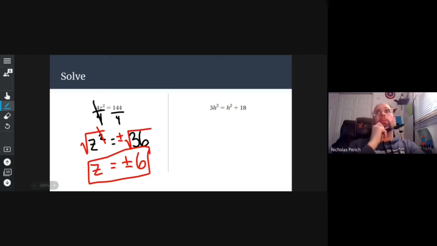This is weird. Now, you probably won't ever see a problem like this again, but let's just try it. I have 2 h squareds. Why don't I move that h squared to the left by subtracting it from both sides? Minus h squared. If I have 3 h squareds and I take away one of those h squareds, I have 2 h squareds.